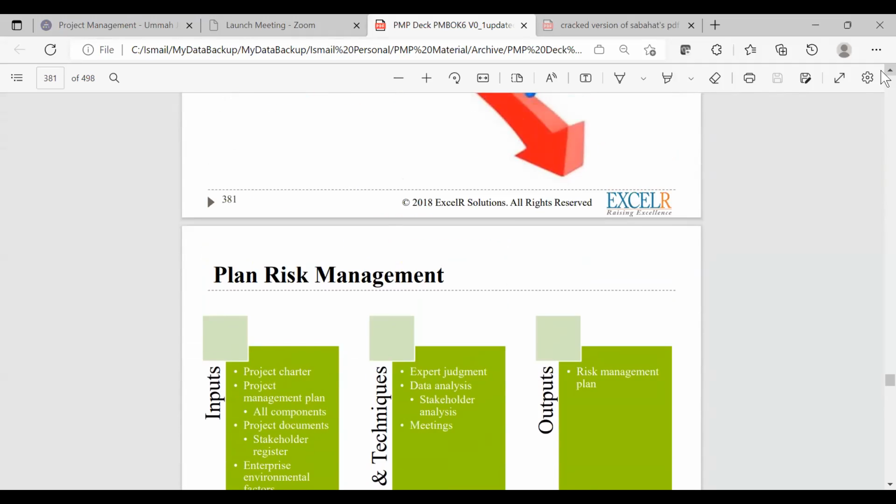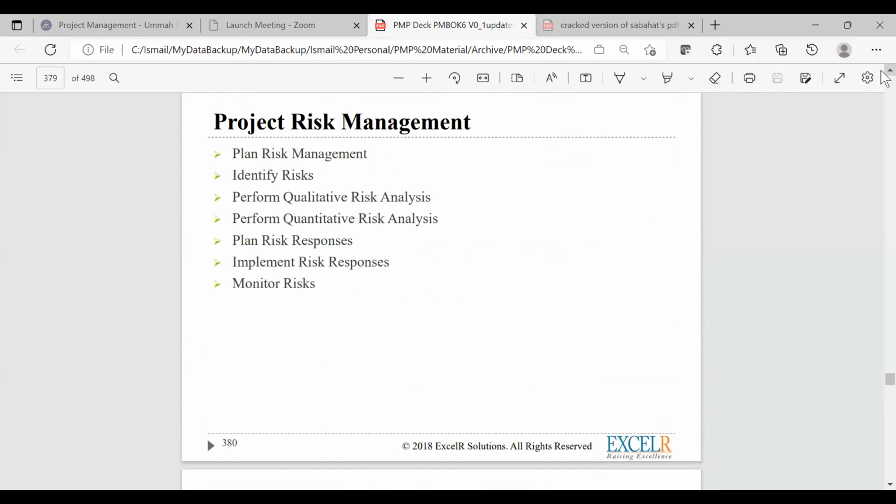ठीक है। तो अभी we have only 3 chapters left. Risk management है. Tomorrow we'll cover risk and procurement. Next week stakeholder. That's the last.